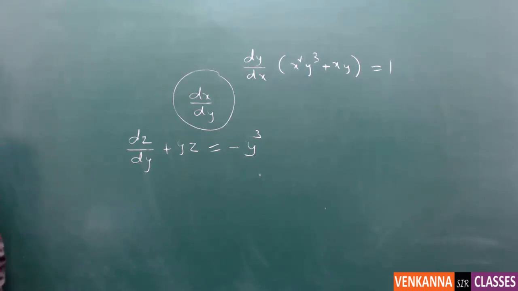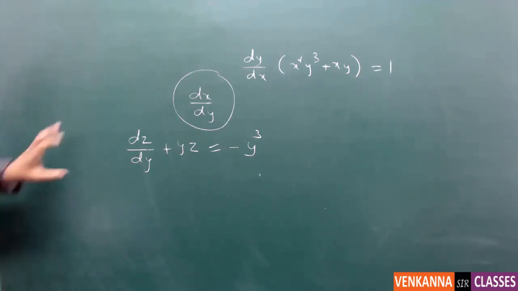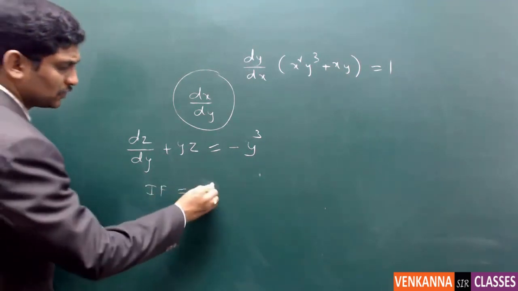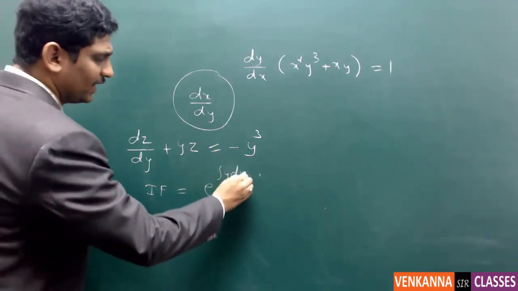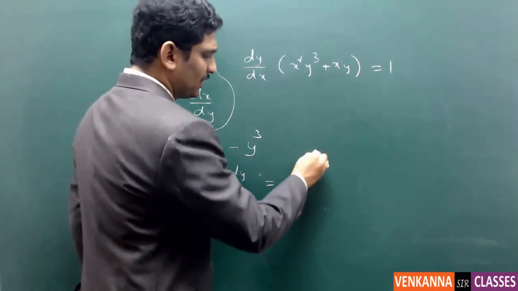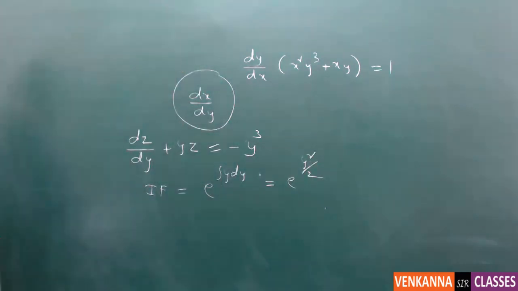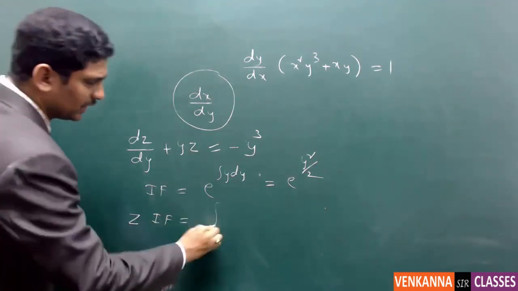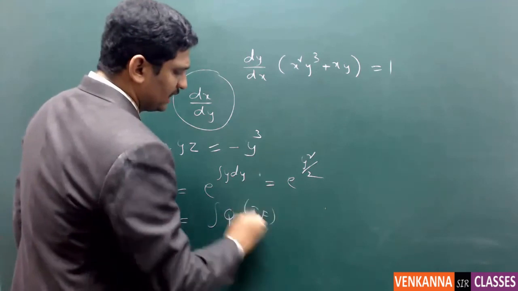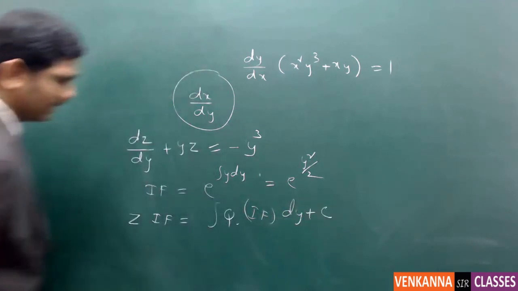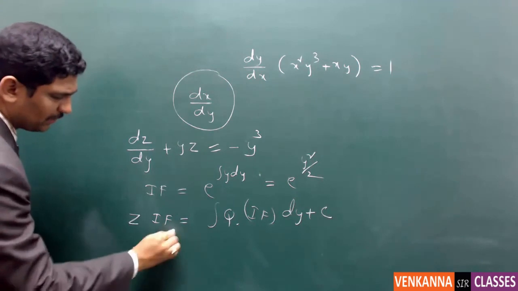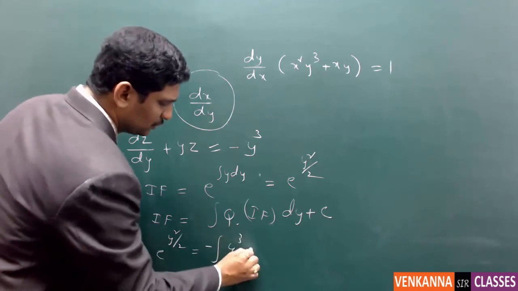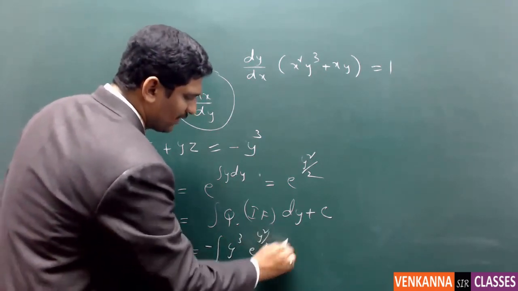Thank you. Now if you go with integrating factor, so e power integral y dy is equal to e power y square by 2. And coming to general solution, z into integrating factor equals to integral q into integrating factor dy plus c. So it is z into e power y square by 2 equals to integral minus y cube into e power y square by 2 dy plus c.